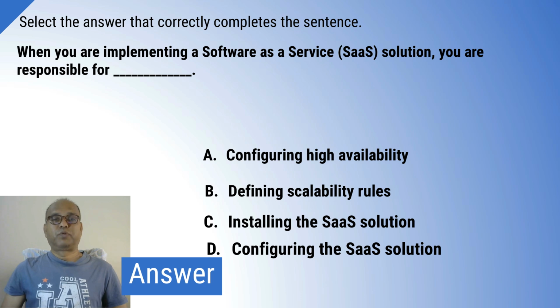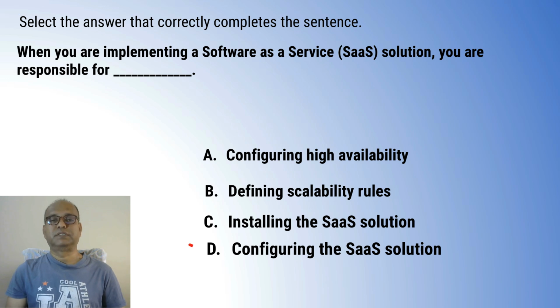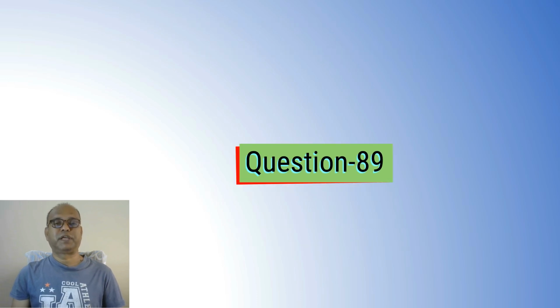Answer: SaaS solution manages access to the application including security, availability and performance. The users are responsible for application data only, such as email. Therefore, the correct answer is option D. Next question. Question number 89.